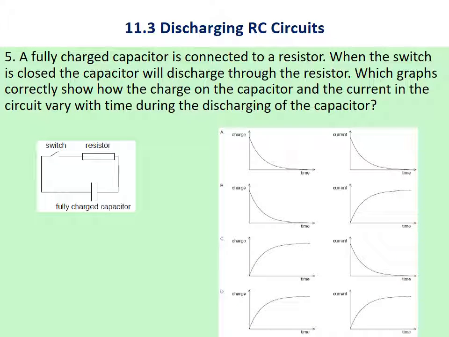Question number 5. A fully charged capacitor is connected to a resistor. When the switch is closed, the capacitor will discharge through the resistor. Which graphs correctly show how the charge on the capacitor and the current in the circuit vary with time during the discharging of the capacitor? So I know from discharging that the charge over time will diminish. So already I can eliminate the last 2 choices. Another thing I know is that there's no way the current is going to increase over time. All of this current is coming from the capacitor, which is discharging. Based on that, you can choose the right answer.